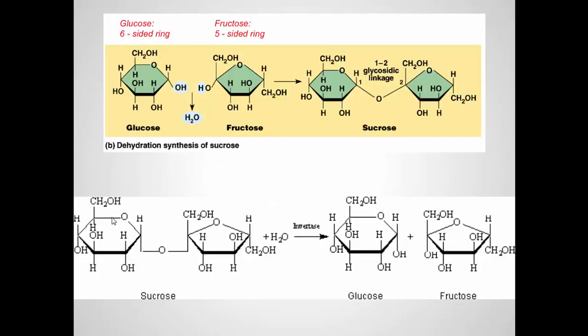Here's just another way to show it. We have glucose and fructose. We get rid of this hydroxide and this hydrogen by turning it into water, and we link these 2 up by the oxygen. Well, we do the opposite down here. We have a disaccharide, linked up by this oxygen. Add a water, the hydroxide goes to one side, the hydrogen goes to the other, and now we have 2 monosaccharides. So they're opposite processes.